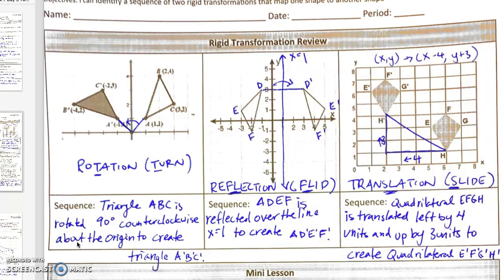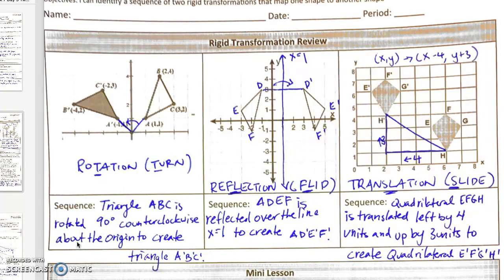And as a reminder, you have some criteria for success for your sequence. You have your pre-image, triangle ABC, is rotated, that's your rigid transformation, 90 degrees counterclockwise about the origin. You have your degree measure, you have the direction, and you have the point about which you are performing the transformation. So this is the origin to create triangle A prime, B prime, C prime, and that's your post-image.